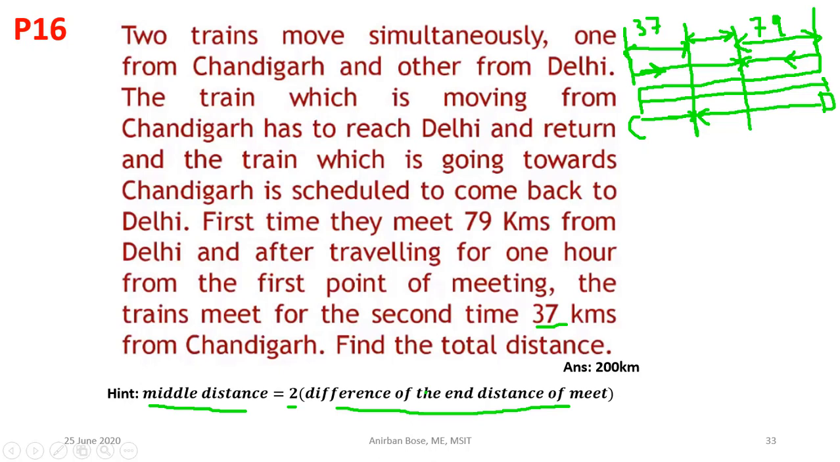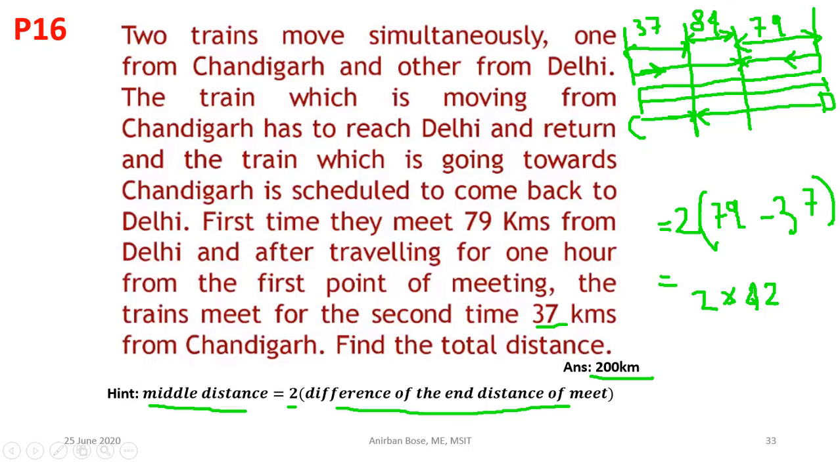So in this particular problem, the end distances are 79 minus 37. This will give the middle distance, and once you know it, simply add these 3 distances to find the total distance. So this is 42 into 2, that is 84. So this distance is 84. Total distance is 79 plus 84 plus 37, which is equal to 200.